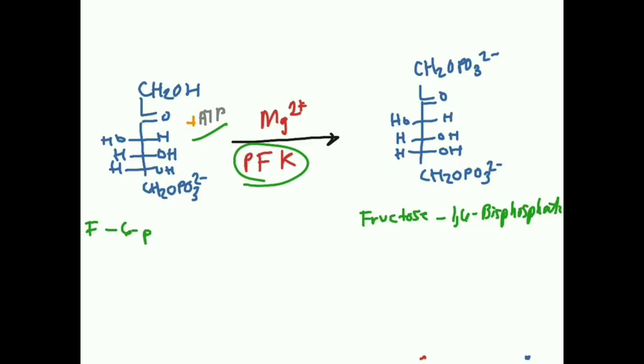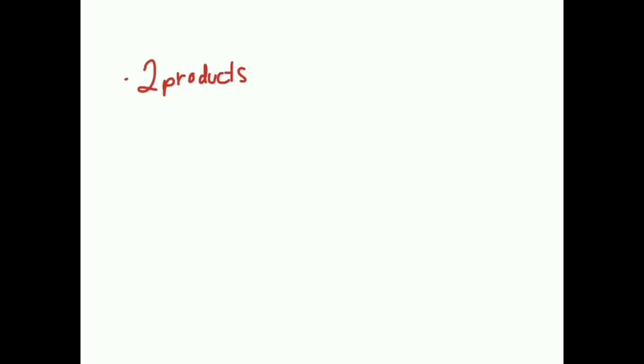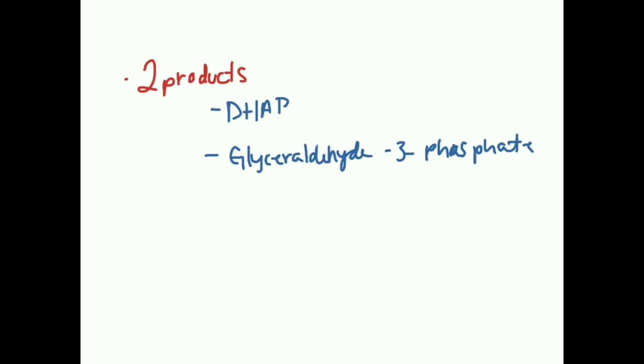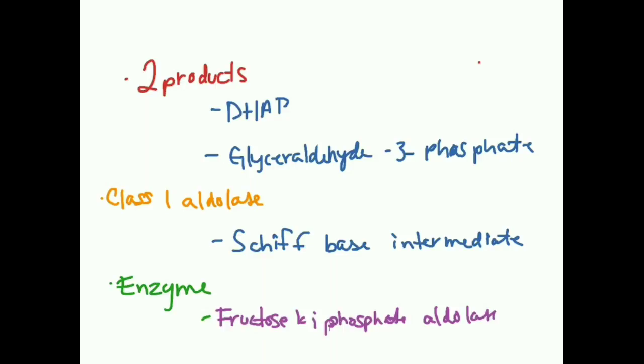The fourth reaction of glycolysis is called the aldolase reaction. This reaction makes 2 products, DAP and glyceraldehyde 3-phosphate. Animal aldolases are class 1 aldolases. Class 1 aldolases form a covalent Schiff base intermediate between the substrate and the active site lysine. The enzyme used in this reaction is fructose bisphosphate aldolase.